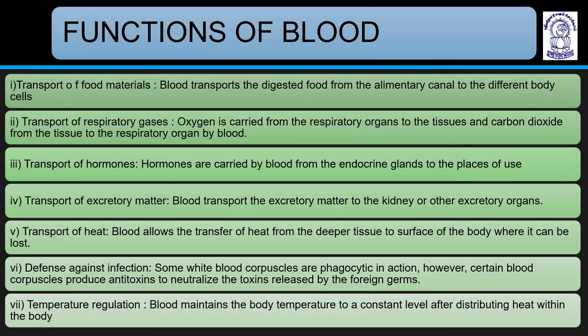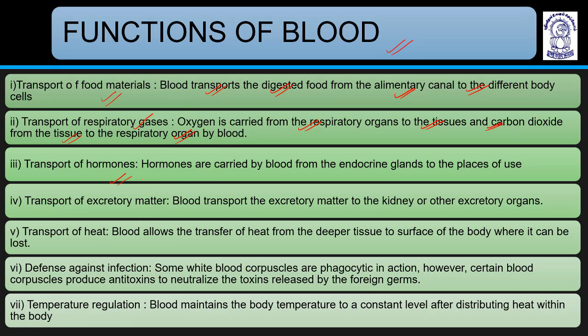Now, functions of blood. Blood helps to transport food materials. Blood transports the digested food from the alimentary canal to different body cells. Transport of respiratory gases: oxygen is carried from the respiratory organs to the tissues, and carbon dioxide is carried from the tissues to the respiratory organs by blood.